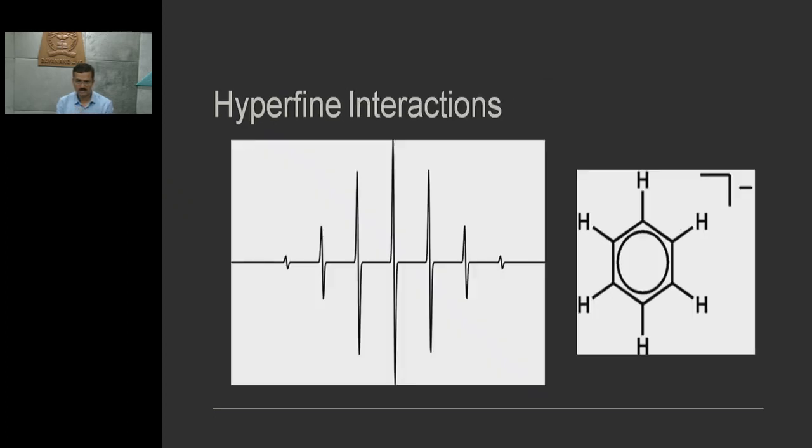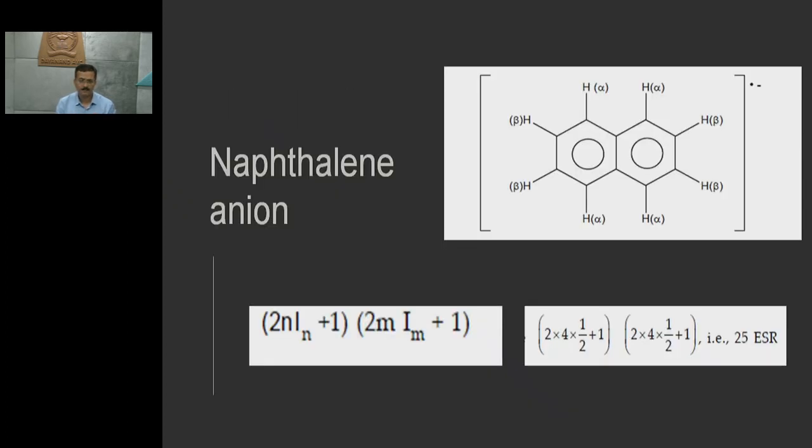So these are the signals we get. For the naphthalene anion, there are two sets of protons: one group is alpha, another group is beta. The alpha group has 4 equivalent protons, and the beta group has 4 equivalent protons. So we get n equal to 4 in both cases, and spin is 1/2, so we get the 25 ESR signals.